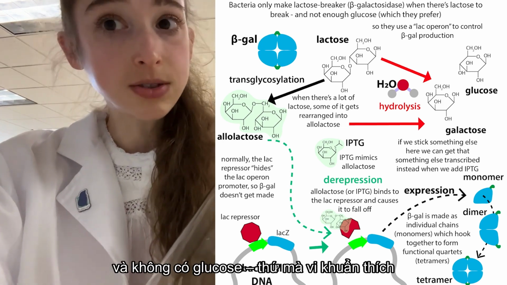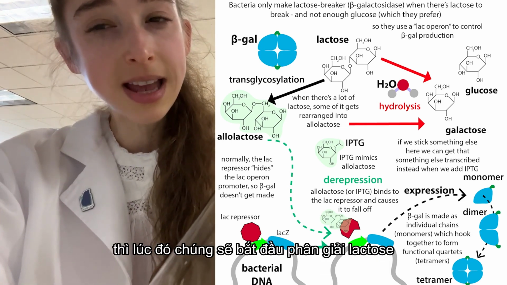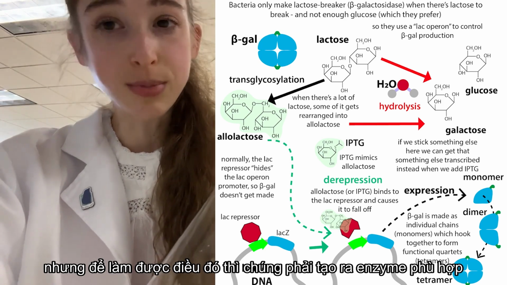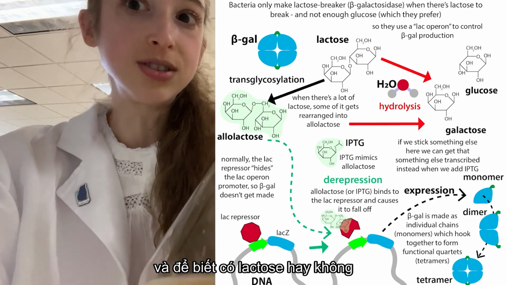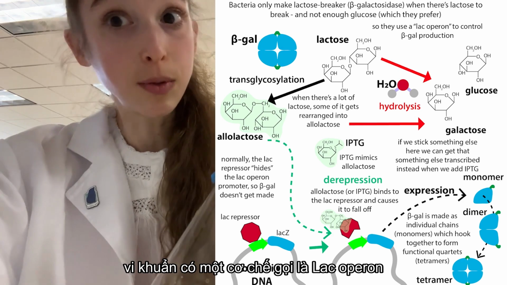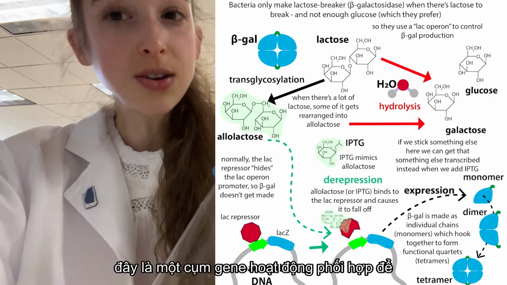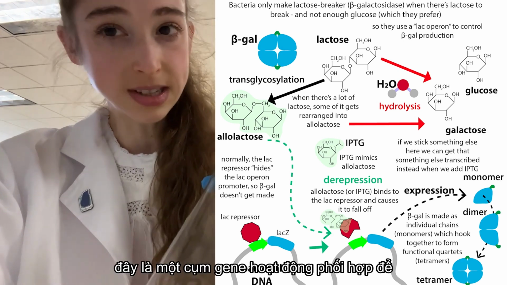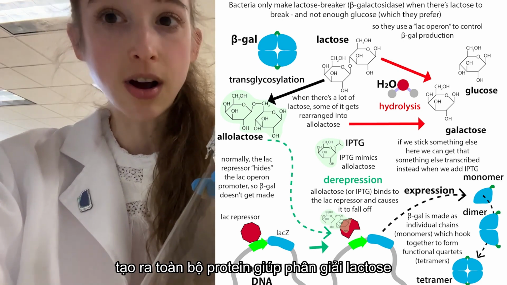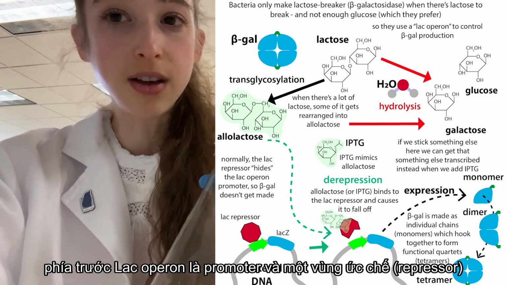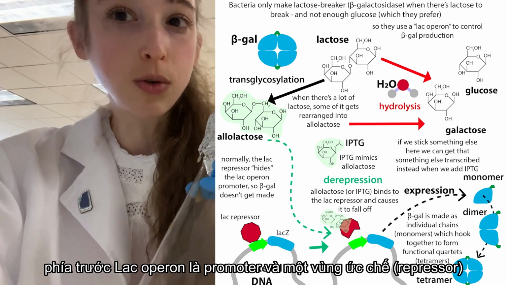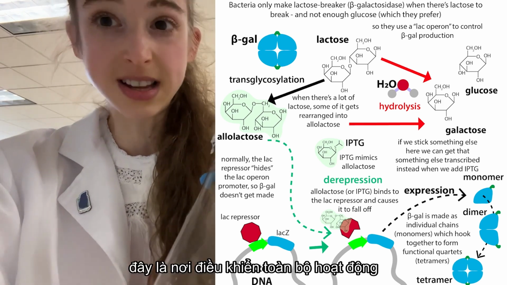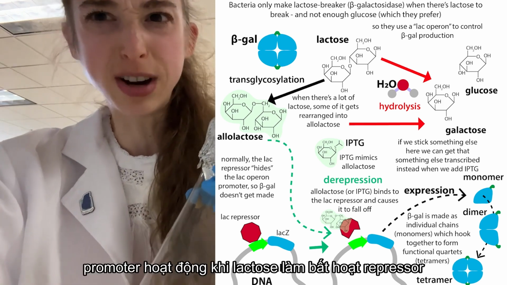But when there is lactose around and they don't have that glucose that they really like, well, now they're going to start breaking down lactose. But in order to do that, they've got to make all those enzymes for breaking down the lactose. So they have a way to know if there's lactose present. There's this thing called the operon, which is basically the set of genes that works together in order to make all the stuff that you need for lactose breakdown.